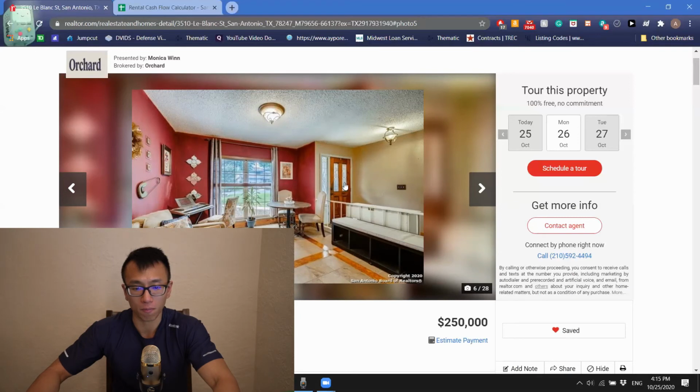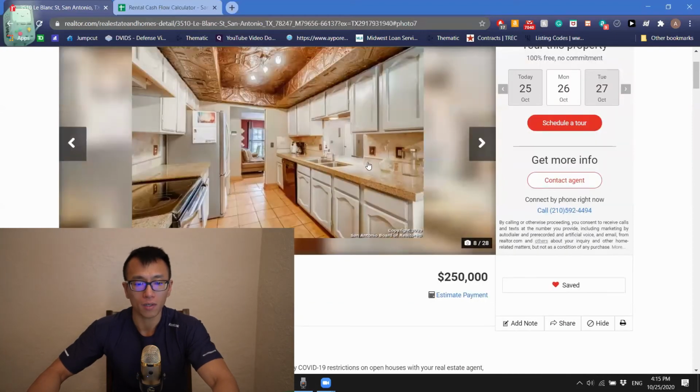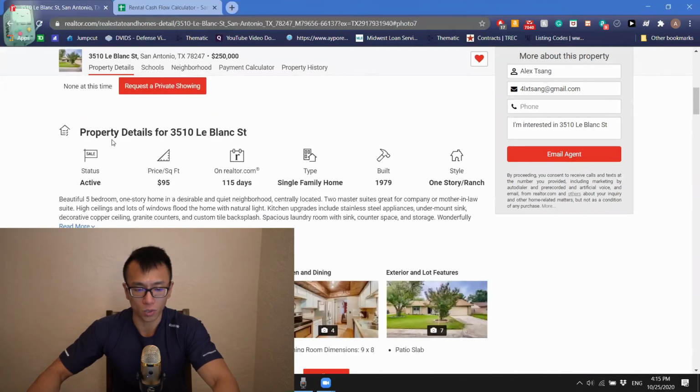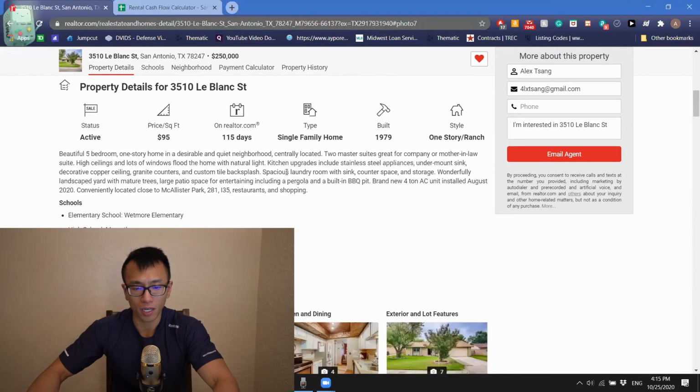It looks like a well-kept home, which is good, because more than likely I don't have to spend a lot of money on extra repairs once I find out some things are wrong, based on inspections. But besides that, let's scroll down into the actual details. I want to read a little bit more about the property details. So I go down to the property details and read up on what's going on.